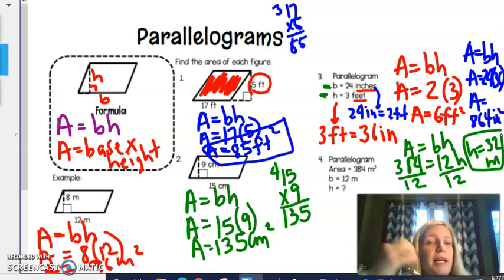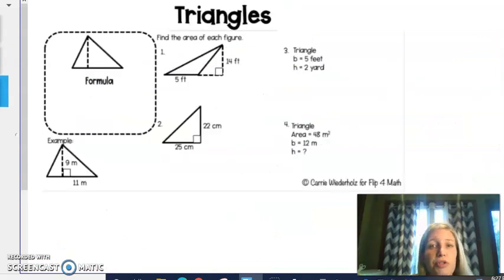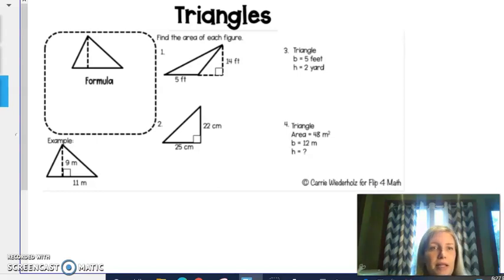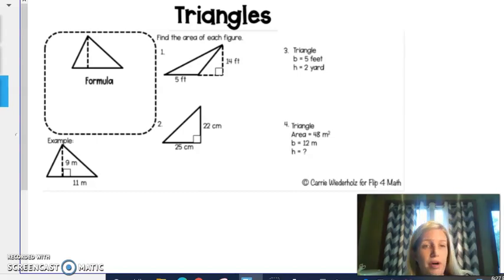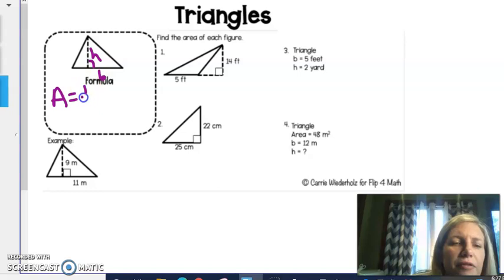Okay, so now I'm going to do the next thing. Besides parallelograms in this lesson, there are also triangles. If you put two triangles together, they will make a rectangle. So the formula for triangles is very similar to parallelograms and rectangles, except we have half of it, or divide by 2. First let's fill in the information that we have. This would be our height, and we put a little right angle there. That would be our base. The formula: area equals half times base times height.